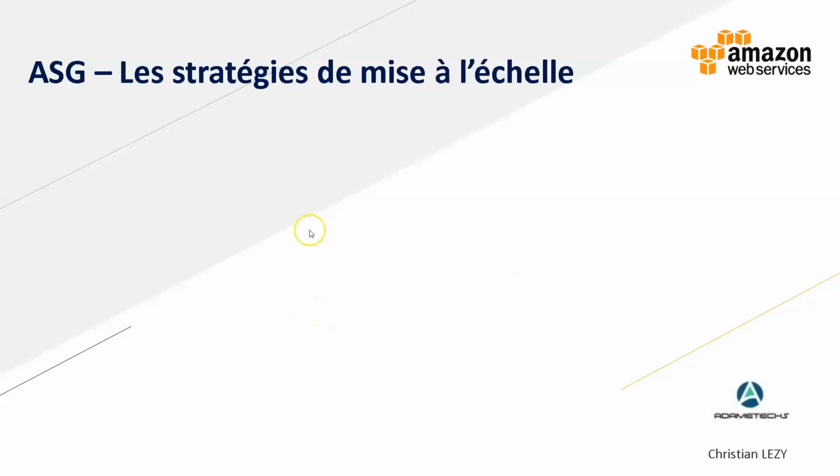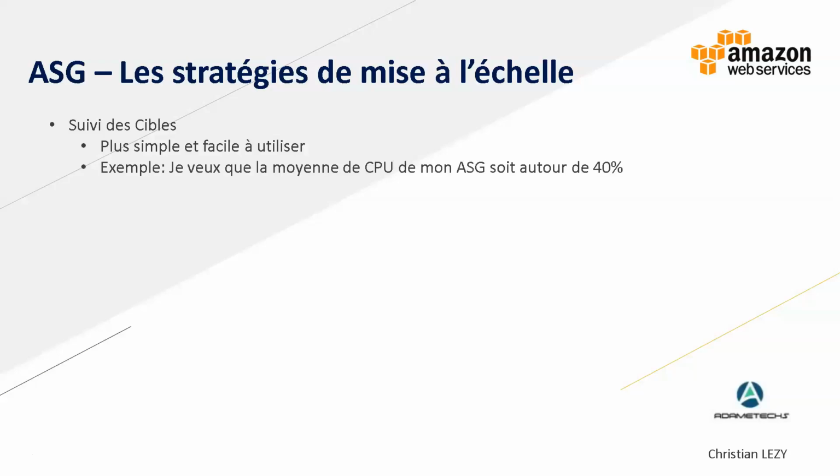We'll study the different scaling strategies. We have target tracking, which is the simplest and easiest method to use. We will define a target to reach and a behavior to adapt according to this one. For example, we want the average CPU of my ASG to be 40%. If the 40% is exceeded, then we'll auto-scale by either reducing or adding a certain number of machines.